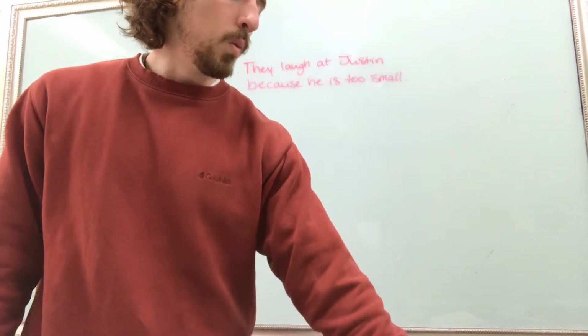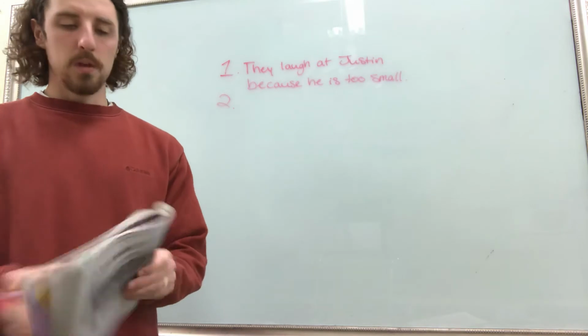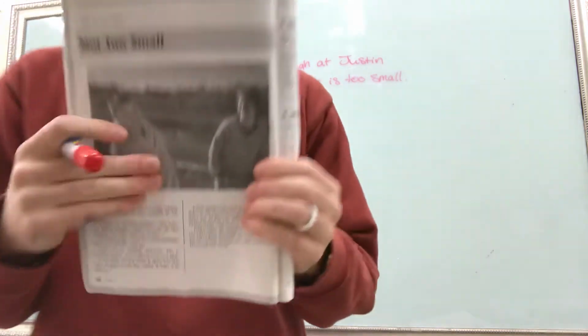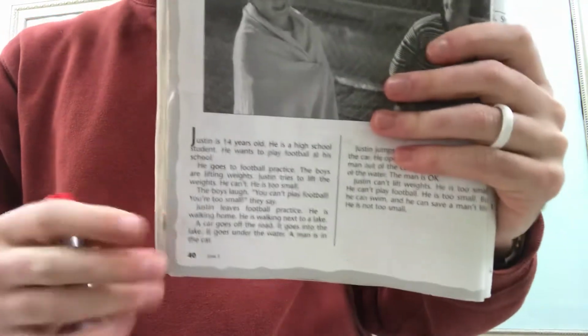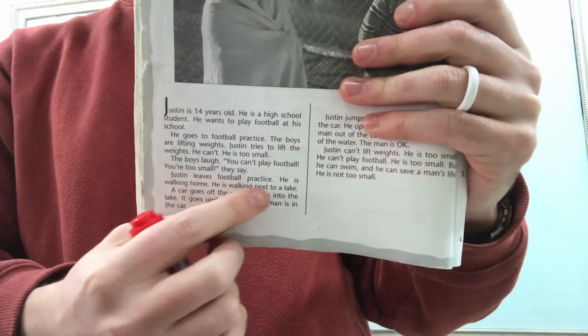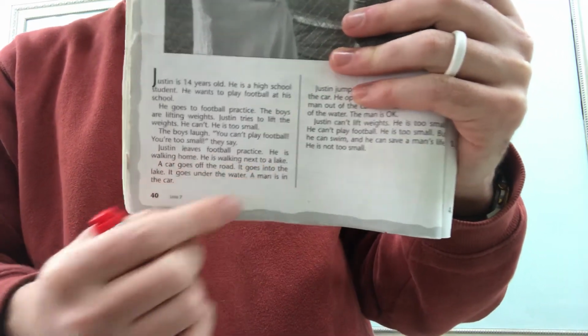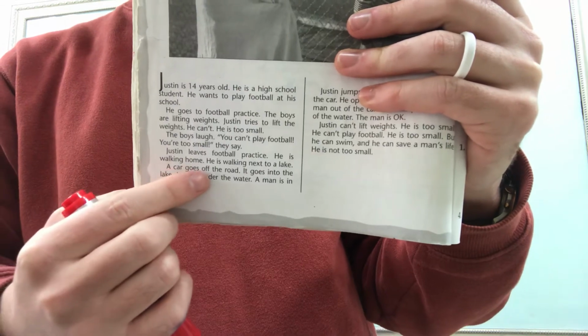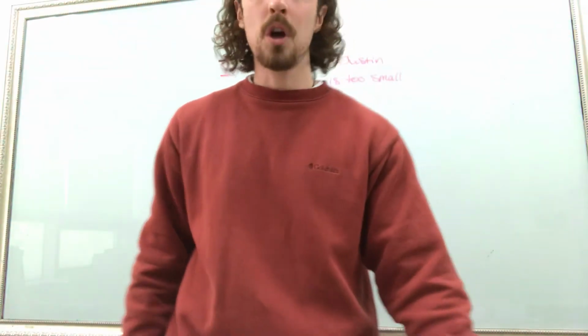Number 2, what happens when Justin walks home? Well, let's go back to the story. If we go right over here, Justin leaves football practice. He is walking home. He is walking next to a lake. A car goes off the road. It goes into the lake. So, what happens when Justin walks home?